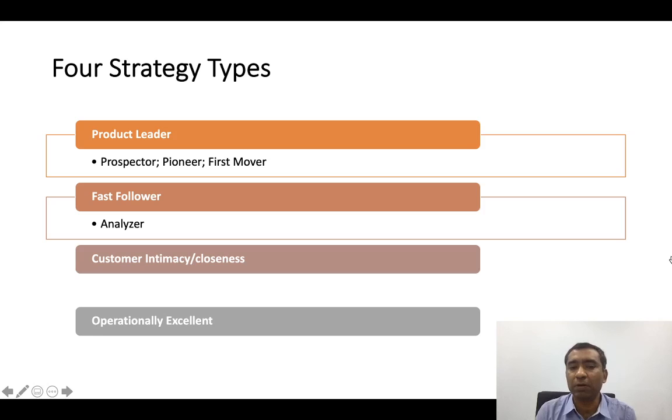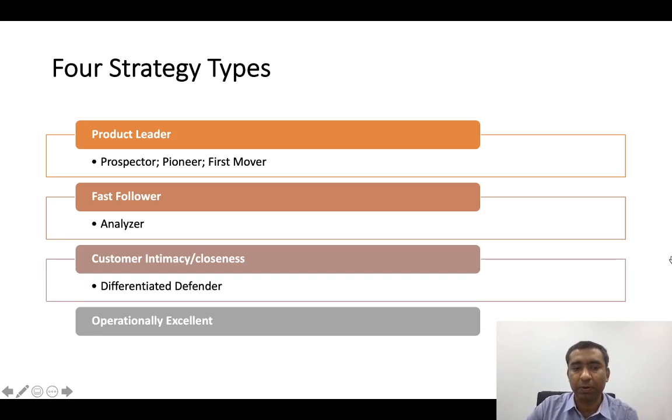Now, what does the fast follower do? They analyze the market, they analyze the demand, they analyze whether this company or this product has demand, and then they introduce their product. They just wait for the first company to introduce and then see whether the demand is there. Then they analyze the market and then they introduce their product.